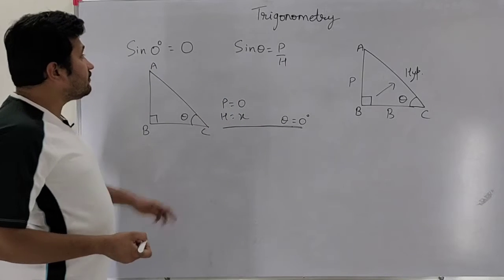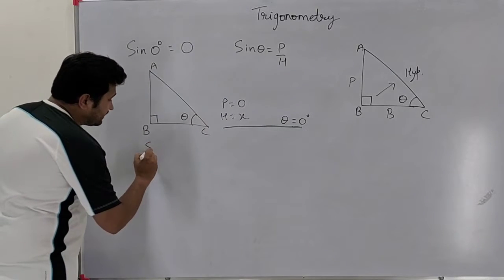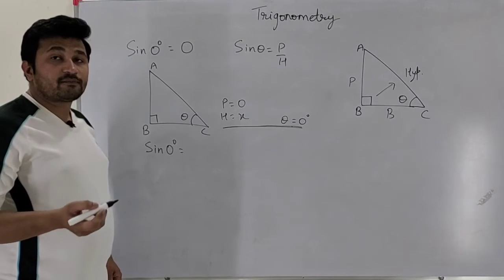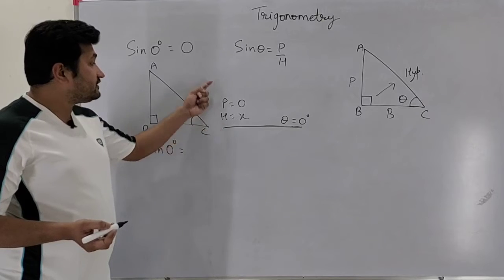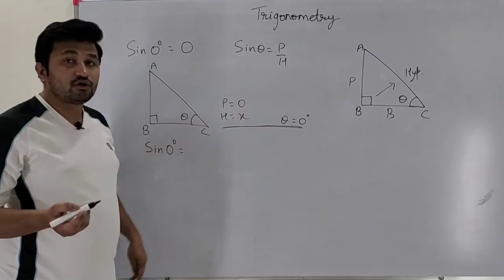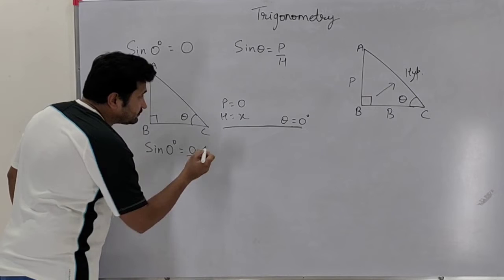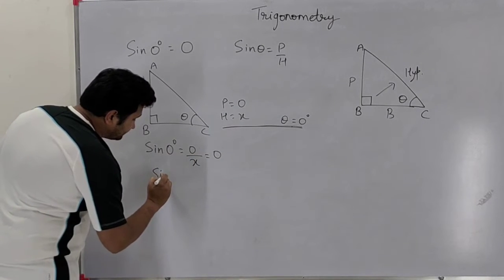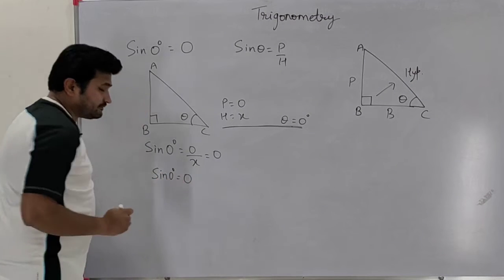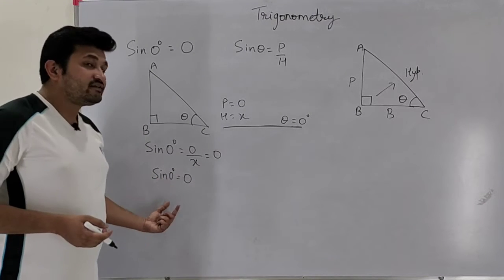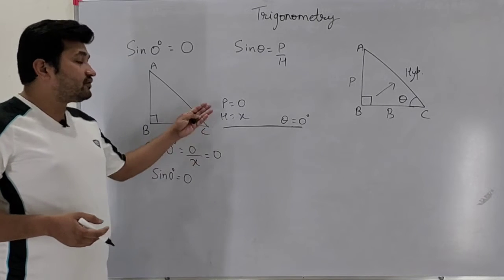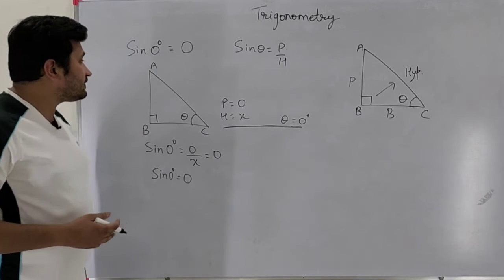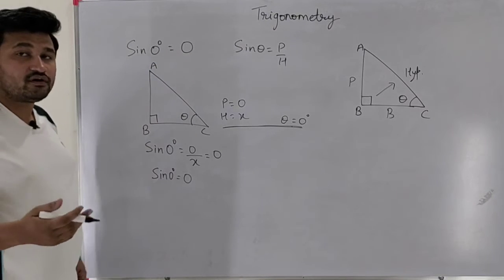Okay, now after this, here we have to find the sine 0 degree value. Sine 0 degree value is perpendicular upon hypotenuse. Here you can see that as theta is 0 degree, the perpendicular is 0, and the hypotenuse may be anything. Now 0 upon x is 0, so sine 0 degree value is 0. In this way we are saying that sine 0 degree is 0, because the perpendicular is becoming 0, and 0 upon anything is 0 only. So this is a proof of why sine 0 degree is always 0.